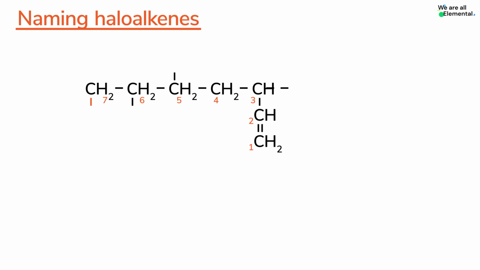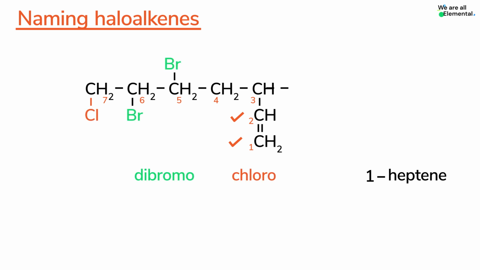To name haloalkenes, the longest chain must include the double bond and give the lowest position to the double bond. So this compound is a 7-carbon heptene, and the lowest position will be given to the double bond, that is 1-heptene. And then we place the substituents, that is dibromo, chloro, and ethyl in alphabetical order and assign them positions.